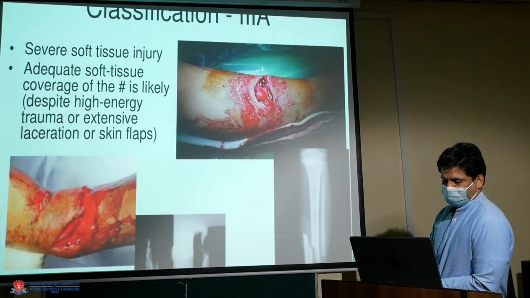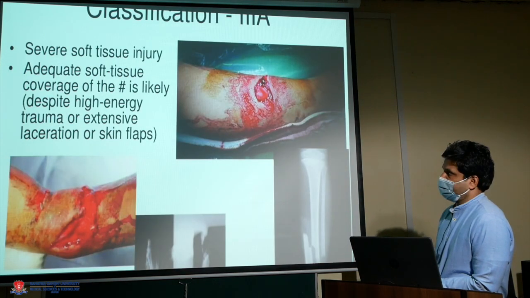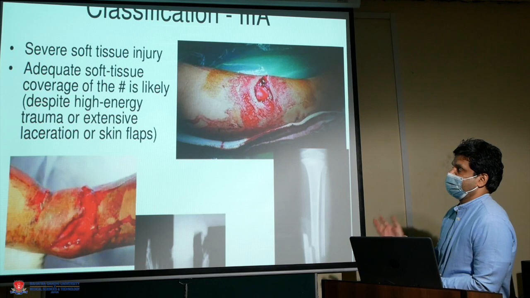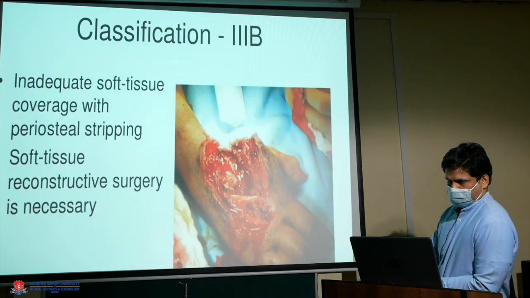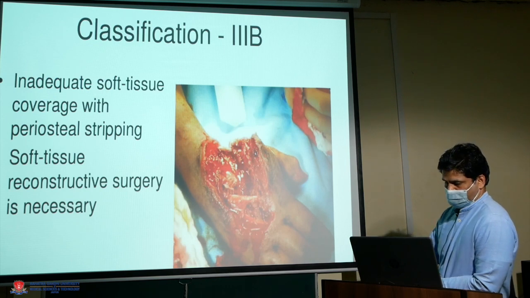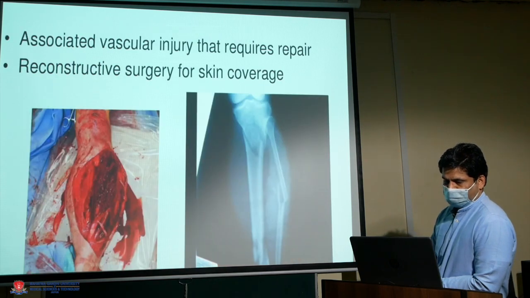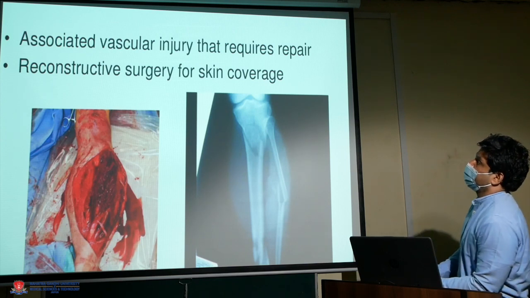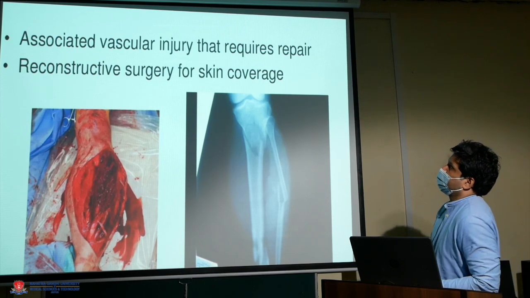So what is type 3A? The 3A is severe soft tissue injuries. Adequate soft tissue coverage of the fracture is likely despite high energy trauma or extensive laceration or skin flaps. Okay. So type 3B is inadequate soft tissue coverage with periosteal stripping. As you can see the bone here, the periosteum has been stripped, and the soft tissue reconstruction surgery is always advisable in these cases. Type 3C is associated with vascular injury that requires repair and reconstructive surgery for skin coverage.